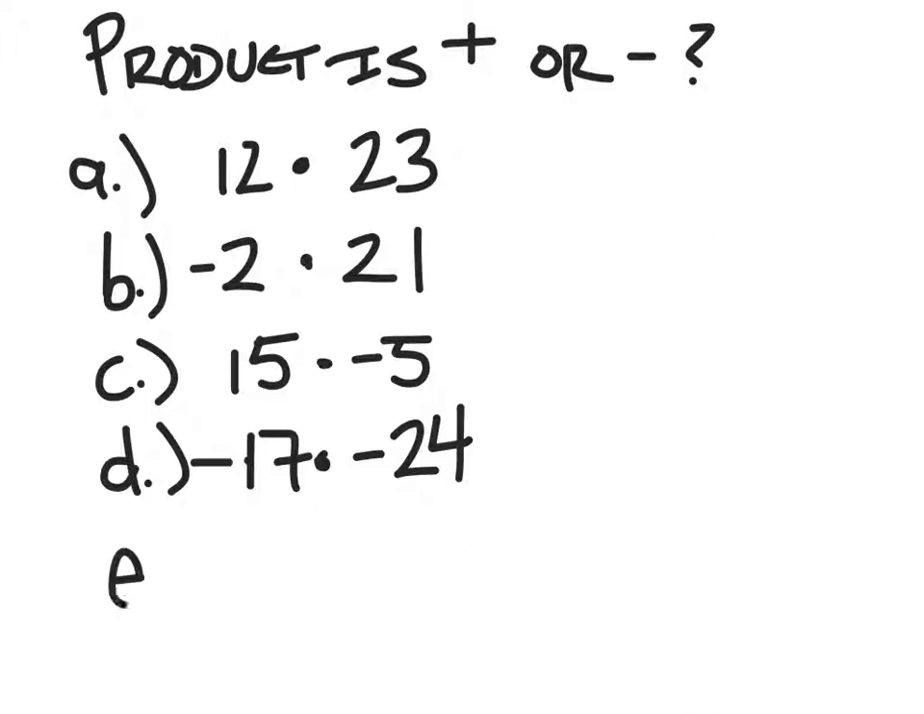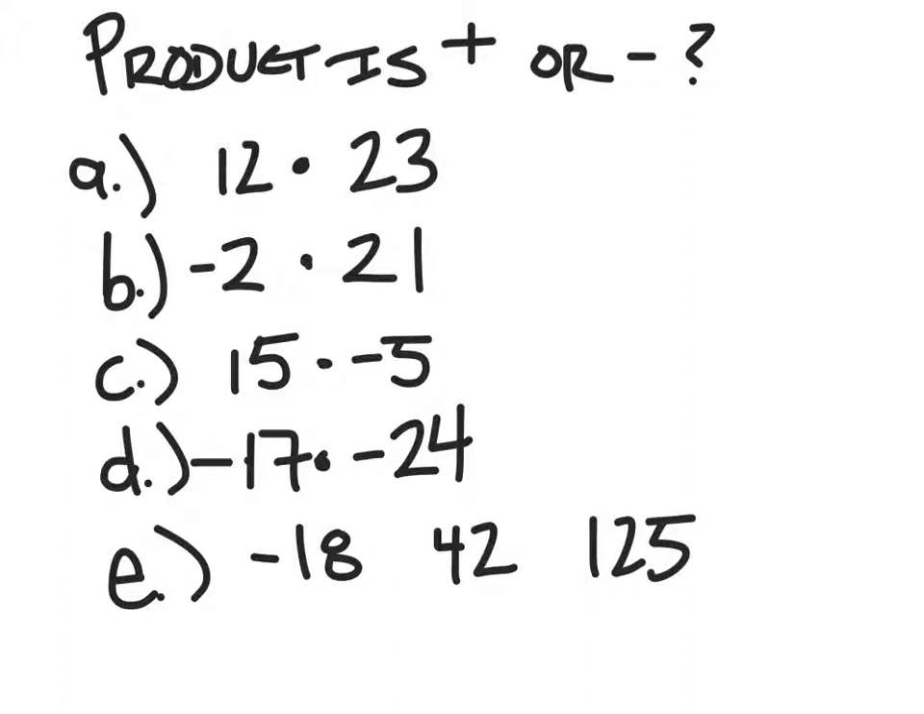Let's go to the E. Give me a number. 25. 42. 18, 42, and 125. Okay. Let's make these all negatives. All right, so negative 18 times negative 42 times negative 125. Bam. Positive or negative? Negative. How many of you guys say positive? A few of you. How many say negative?